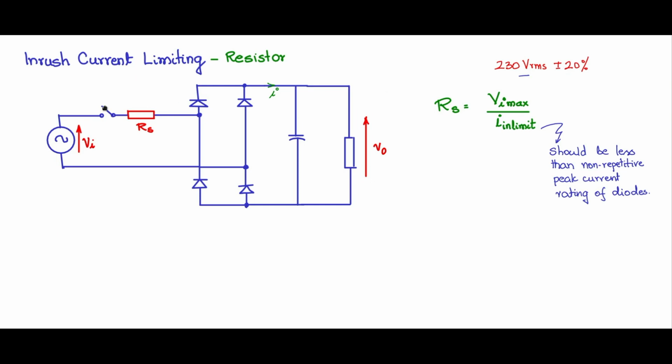So if at the time of switching it was Vi max, which means 230 root 2 plus 20%, you will see that the range is from 260 volts to 390 volts, corresponding to the plus 20% max. So use this value, 390 volts, divided by I in limit, what you want to be the limit, so that you are in the safe region for the diodes. So this is how you have to choose this surge limiting resistor.